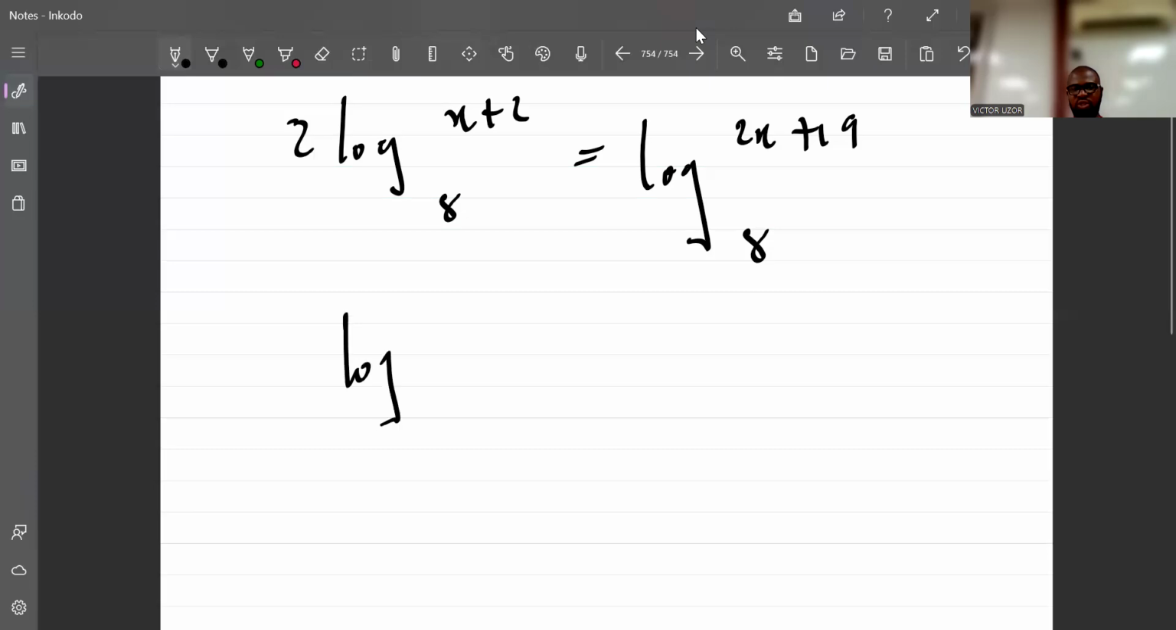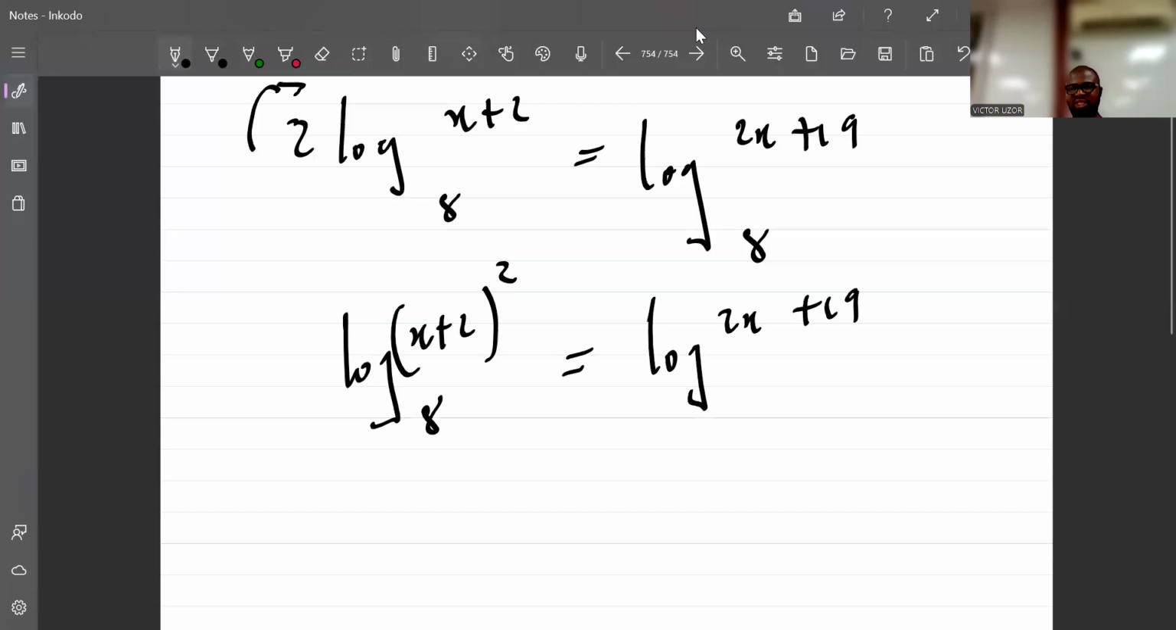We have log x plus 2 raised to power 2. I'll bring this one forward, because this can give me this: log base 8 is equal to log 2x plus 19 base 8. And by the law of comparison, the powers are equal if the bases are equal. So we have x plus 2 squared is equal to 2x plus 19. You expand this, then you make it a quadratic equation and solve it.